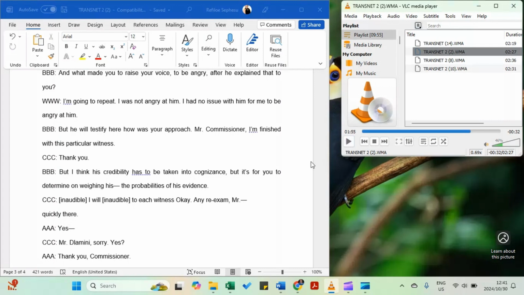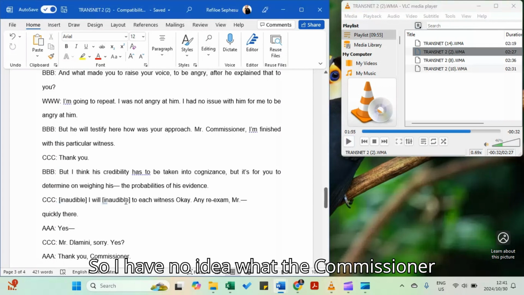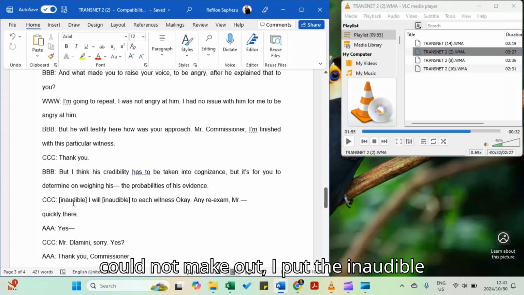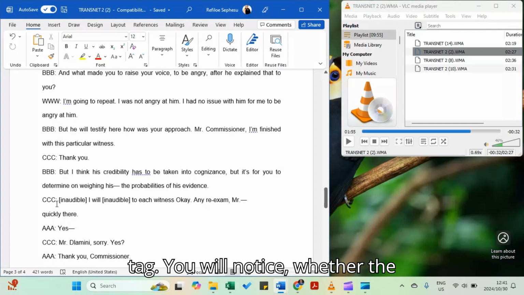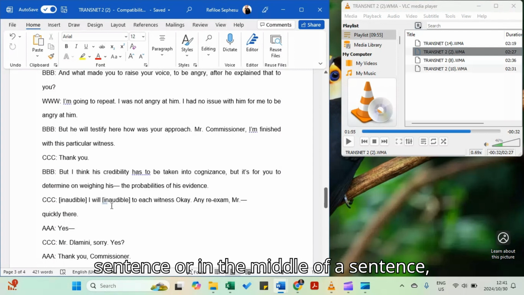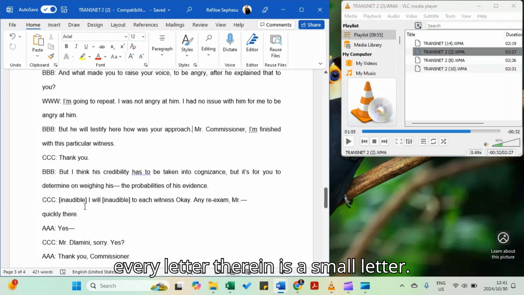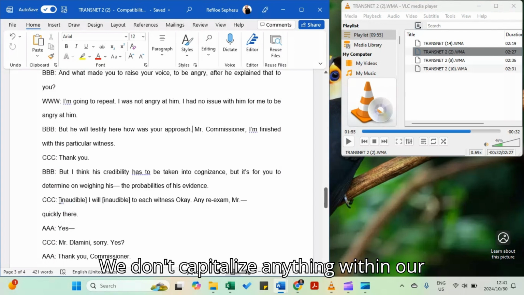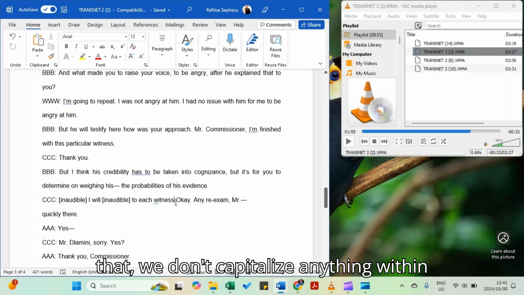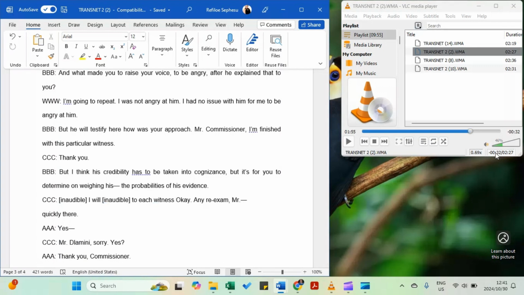Okay. Okay, so I have no idea what the commissioner is mumbling. He mumbles a lot when he talks. So the parts that I could make out, I put on paper. The parts that I could not make out, I put the inaudible tag. You will notice whether the inaudible tag is at the beginning of a sentence or in the middle of a sentence, every letter therein is a small letter. We don't capitalize anything within our tags, except if it is a guess tag of a proper noun. Unless it's that, we don't capitalize anything within our tags. Okay.